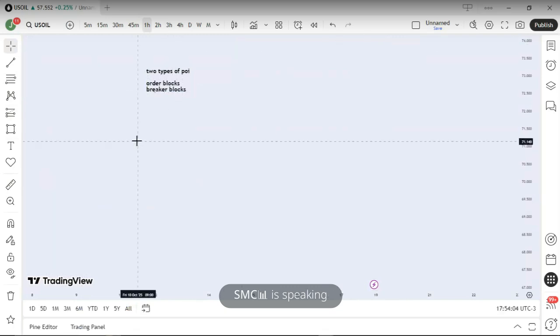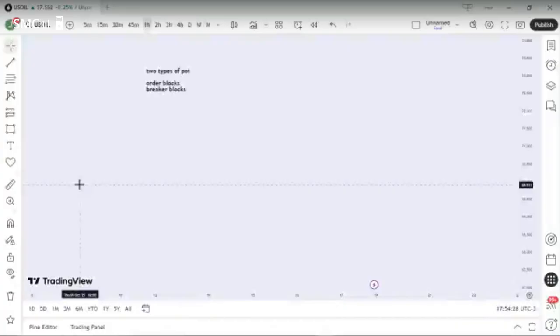That's why sometimes you notice that price will just get to a particular point in the market and start reacting. You'll be like, why is the market reacting? It's either reacting to an order block or reacting to a breaker block. Understand? So this helps you identify an order block. You understand?